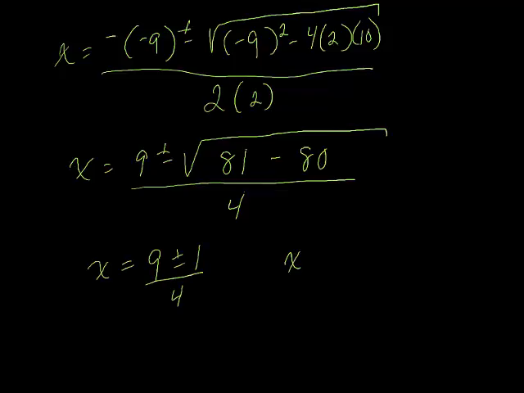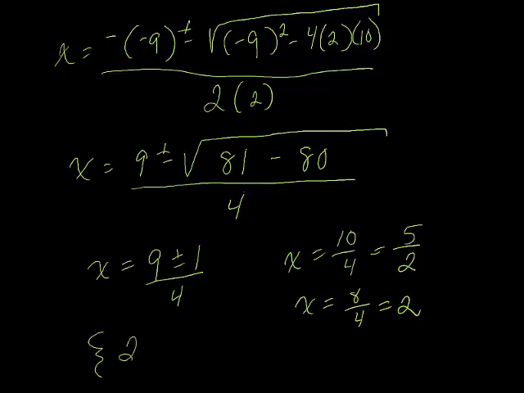This will give us x equals 10 over 4, which equals 5/2, and x equals 8 over 4, which equals 2. So these are our two roots. This is how we would solve this. We would write it as 2 and 5/2. You could also write that as 2.5. And now we're going to check.